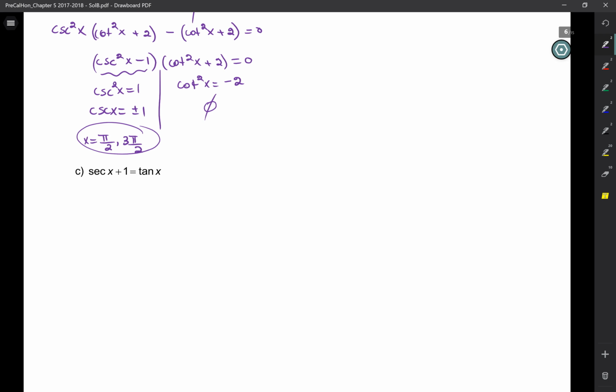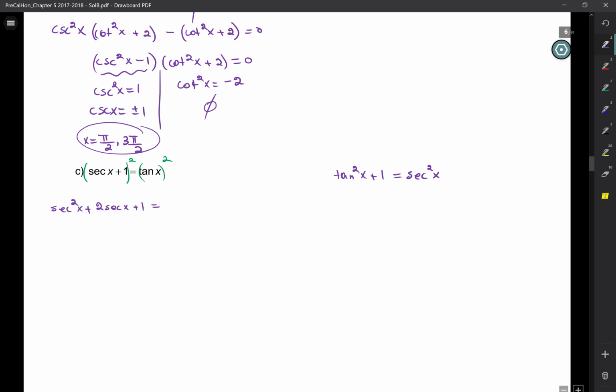No i's in trig. We know that tangent squared x plus 1 is equal to secant squared x. Now, that's fine, but here I just have tangent and secant, not the squared. In order to make them into squares, I need to square both sides. So on the left-hand side, I get secant squared x plus, don't forget the middle term, 2 secant of x plus 1 equal to tangent squared x.